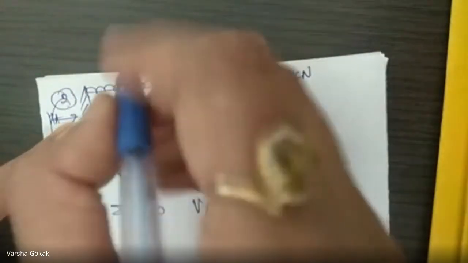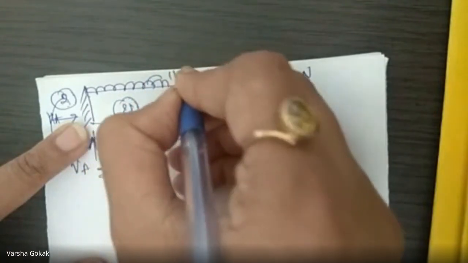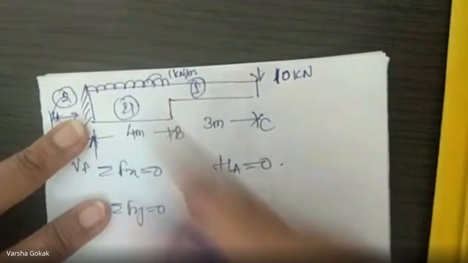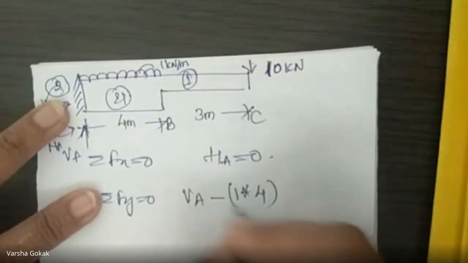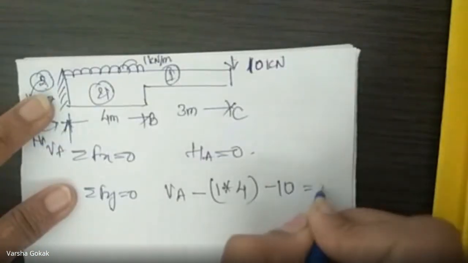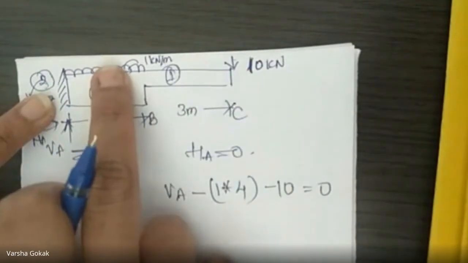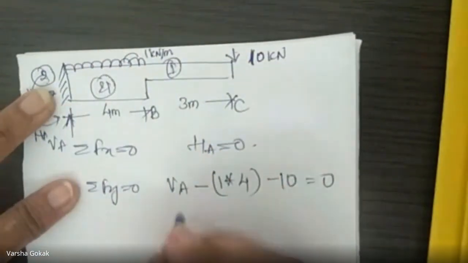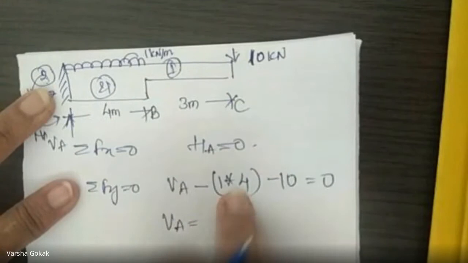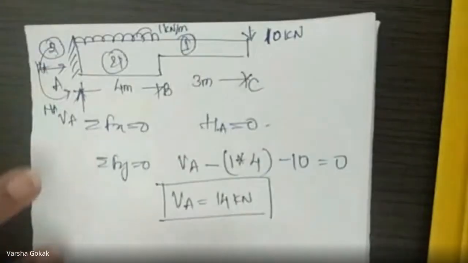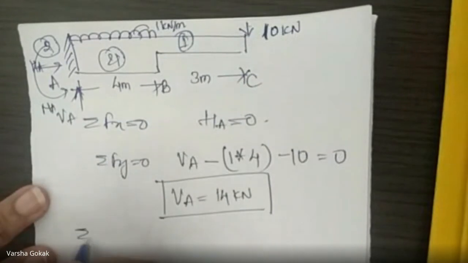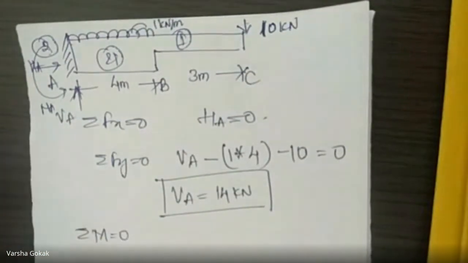This is 1 kilonewton per meter, right? Plus VA minus 1 kilonewton per meter acting for 4 meters and minus 10 equal to 0. This is also coming down, this is also coming down, only VA is going on top. So what is the value of VA? 10 plus 4, 14 kilonewtons.